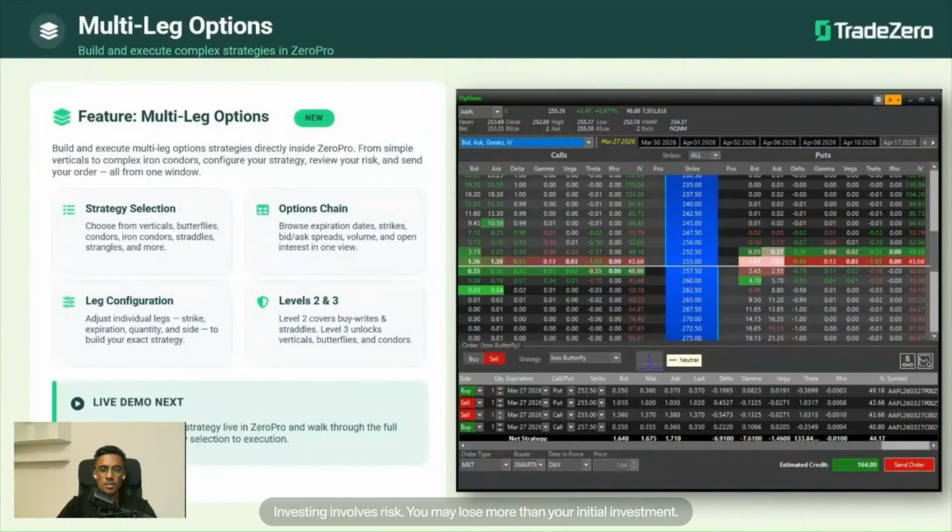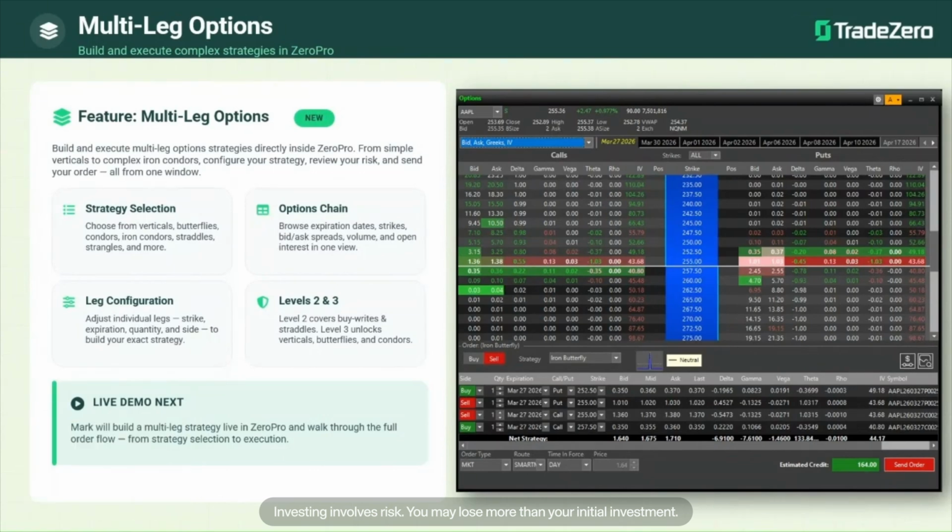Multi-leg options. Before we review this, let's take a slight step back and look at level 2 options. Level 2 options are what the majority of users at TradeZero are currently trading if they are choosing to trade options. And that can include long calls, long puts, covered calls, and also cash secured puts as well.